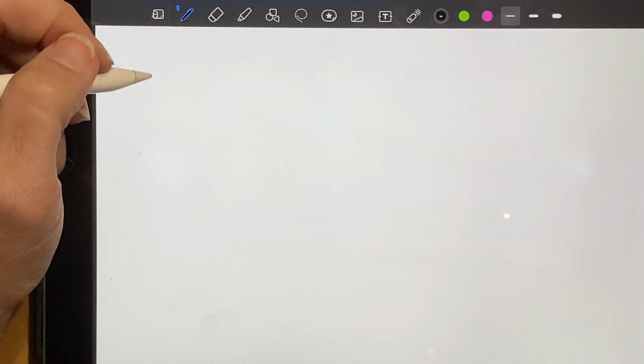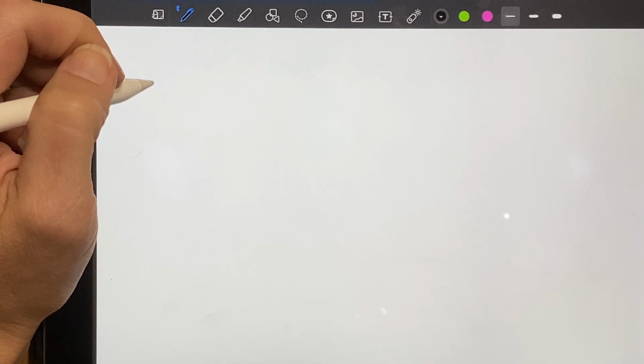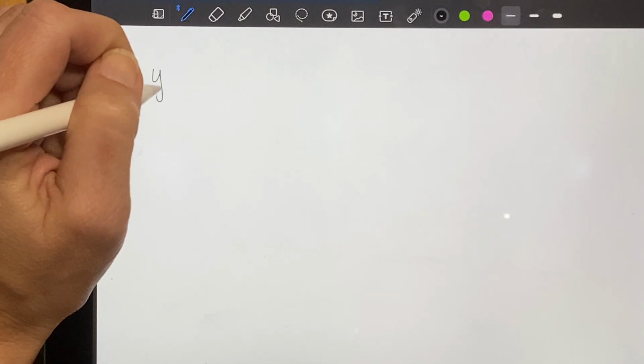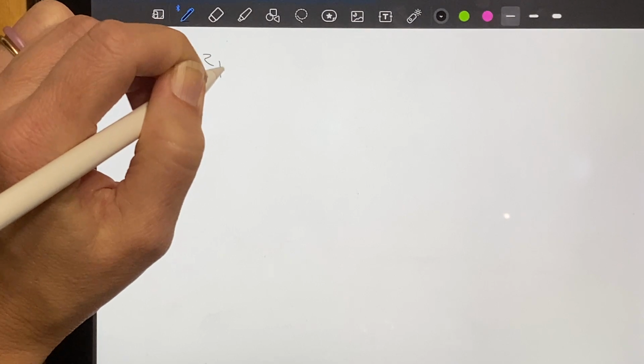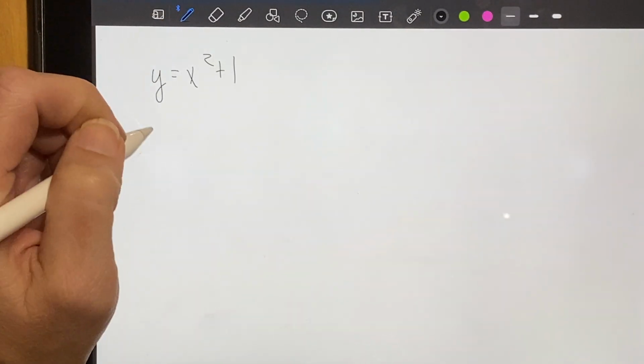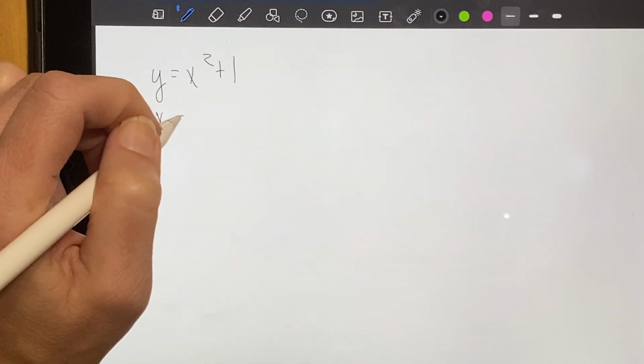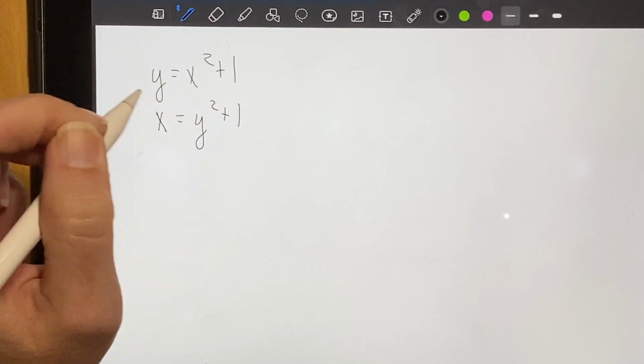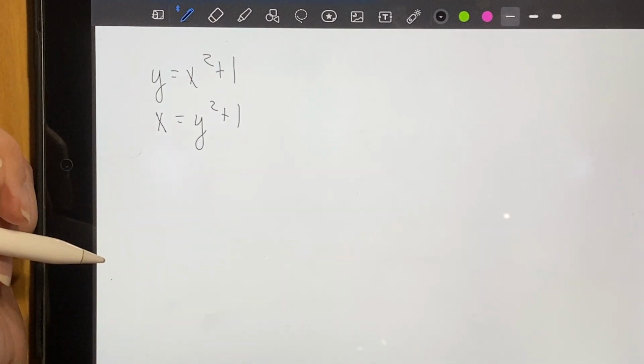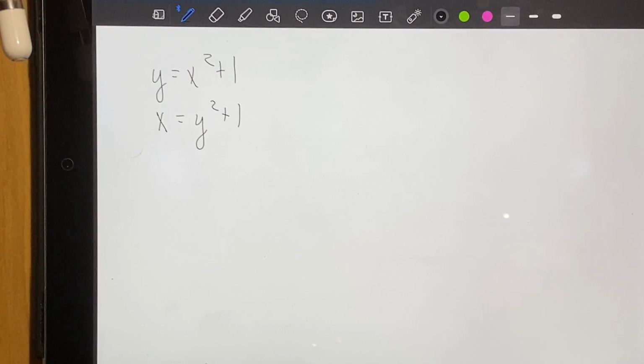Remember, when you plug them in on Desmos, if you were plugging in 50, I would plug in my first equation as y equals x squared plus 1. And my second equation, I'd plug in as x equals y squared plus 1, and just let it graph both of those, and it will graph those functions for you.